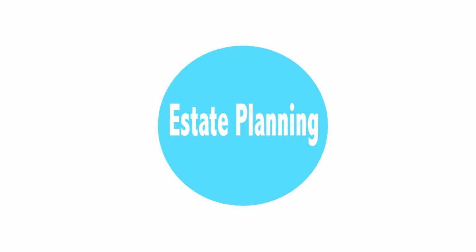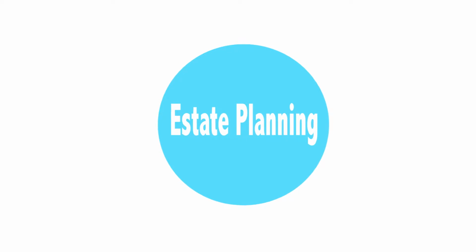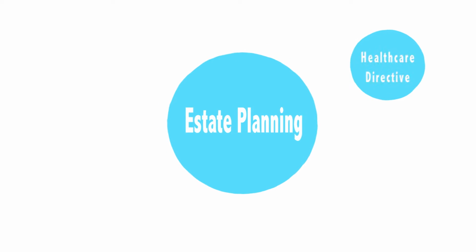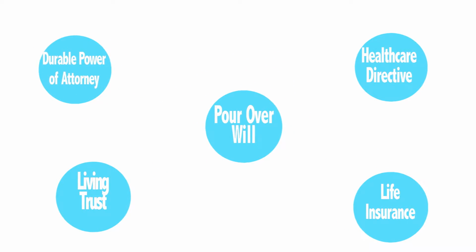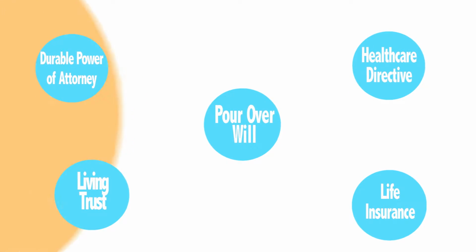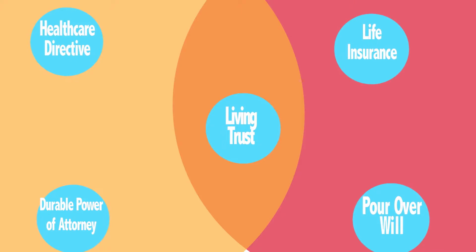So, an estate plan is made up of 5 major components, each dealing with different situations but all being equally important to ensure that your valuables are secure and taken care of. These 5 components are a healthcare directive, a durable power of attorney, life insurance, a living trust, and a pour-over will. Now, to make things a little bit more organized, let's separate these 5 into 2 categories that relate to the type of medical conditions that you may be in.